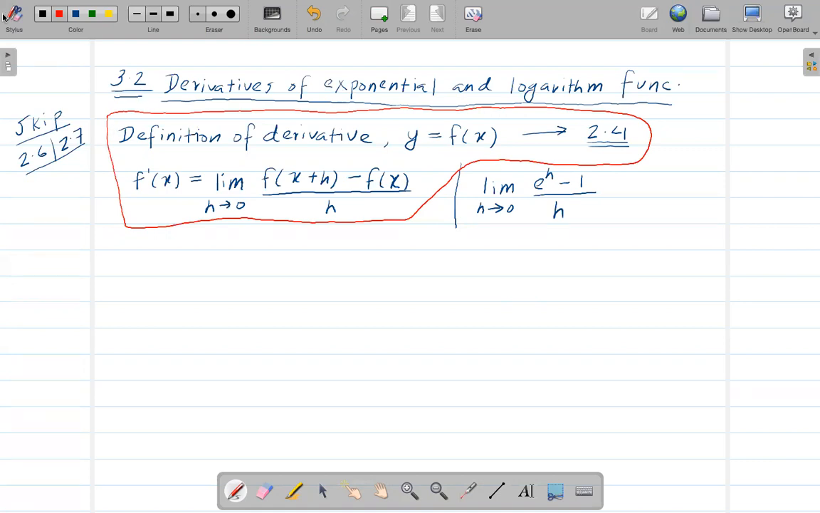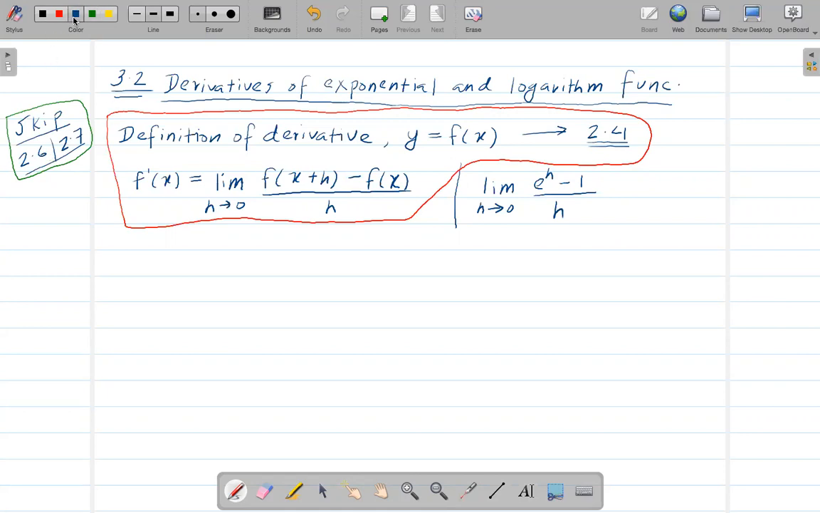Here I decided to skip these two sections, 2.6 and 2.7. If you see the schedule from the blackboard, you can see these two sections on the schedule, but I decided to skip them. So I will start now from section 3.2.